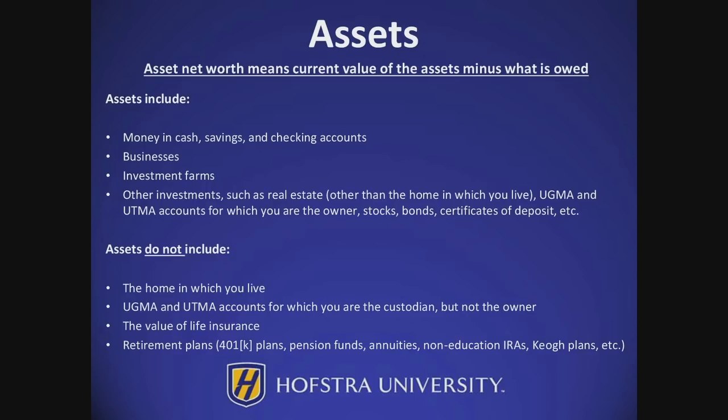Assets do not include the home in which you live, UGMA and UTMA accounts for which you are the custodian but not the owner, the value of life insurance, retirement plans, such as 401k plans, pension funds, annuities, non-education IRAs, and Keogh plans.